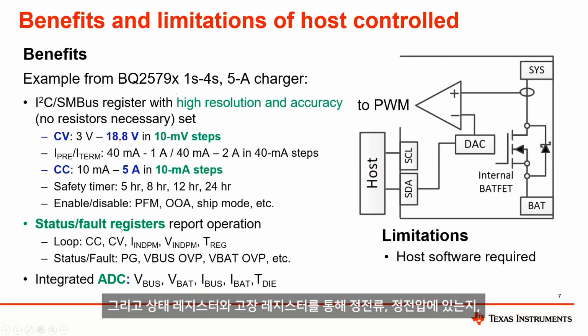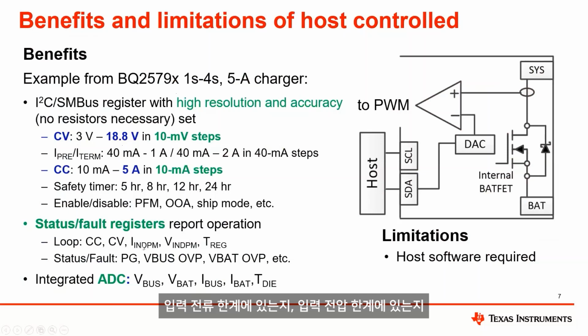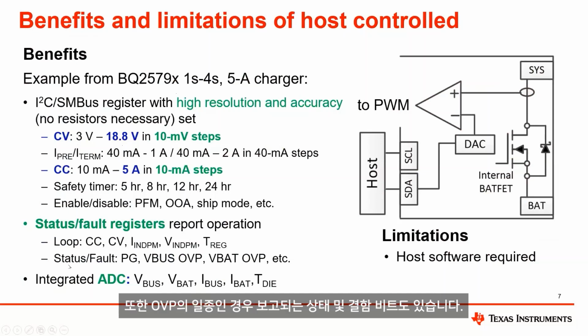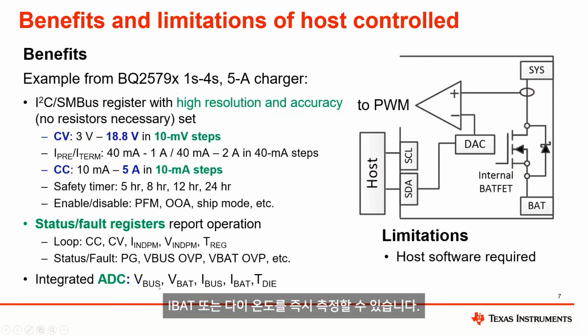And then we have status and fault registers that will tell you exactly what state the charger is in: if you're in constant current, constant voltage, input current limit, input voltage limit, or if the chip has gotten too hot and you're in thermal regulation. There are also status and fault bits that will report if you have some sort of OVP. This particular device also has an integrated ADC where you can get the instantaneous measurement of VBUS, VBAT, IBUS, IBAT, or the die temp.